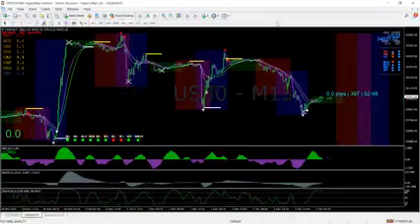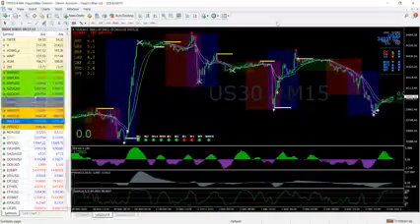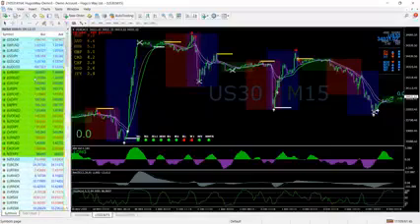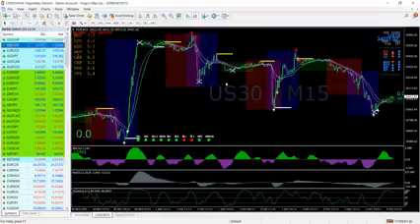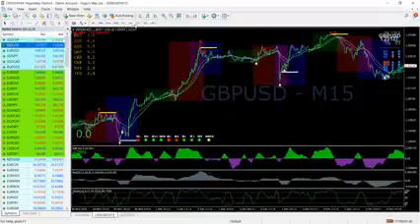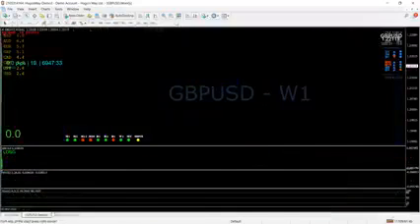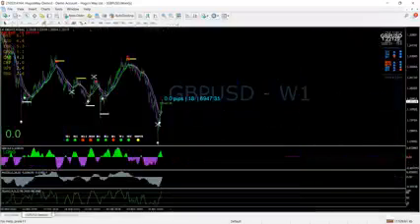All right, so let's go GBP USD. All right, so this is GBP USD. We'll go to the week. It won't go to the month. I don't know why. Maybe that's too much data. But look at this. This is the weekly time frame.